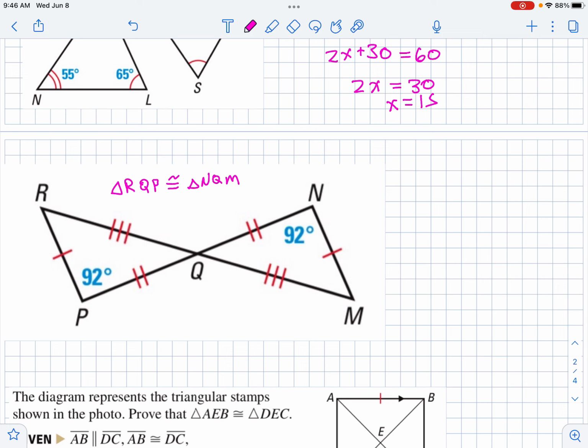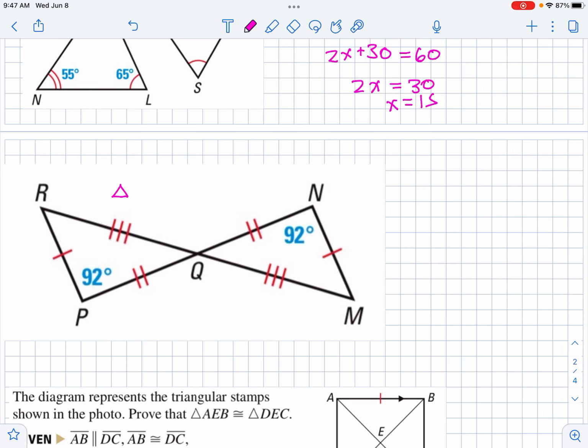Now let me see if I've named these properly. Okay, let's just think about this. Angle P needs to be lined up with angle N. Ooh, it's not, is it? Angle P is not lined up with angle N. So I need to rewrite this a little bit. You see, you can't just be sloppy like I was there. So let's see what we've got. Let's be very careful in how we name these.